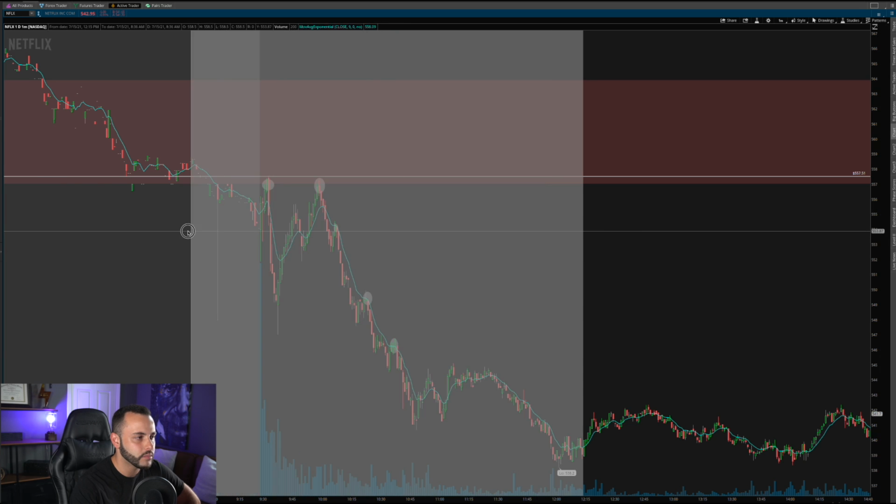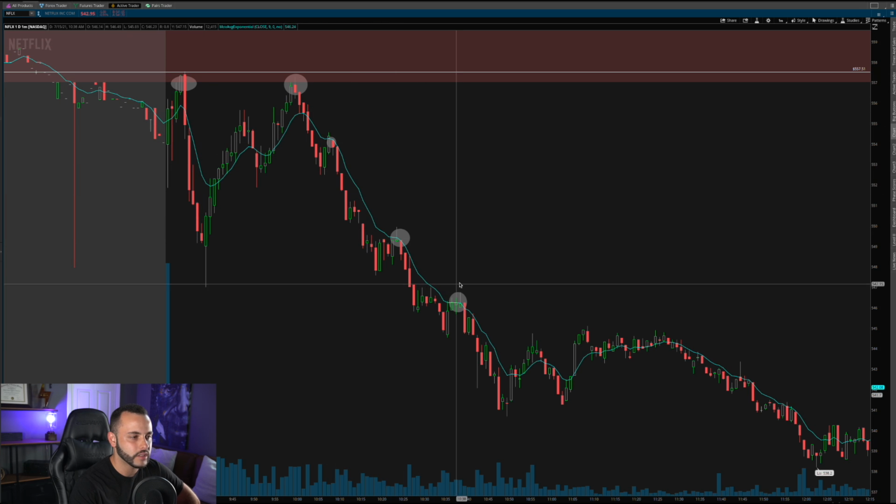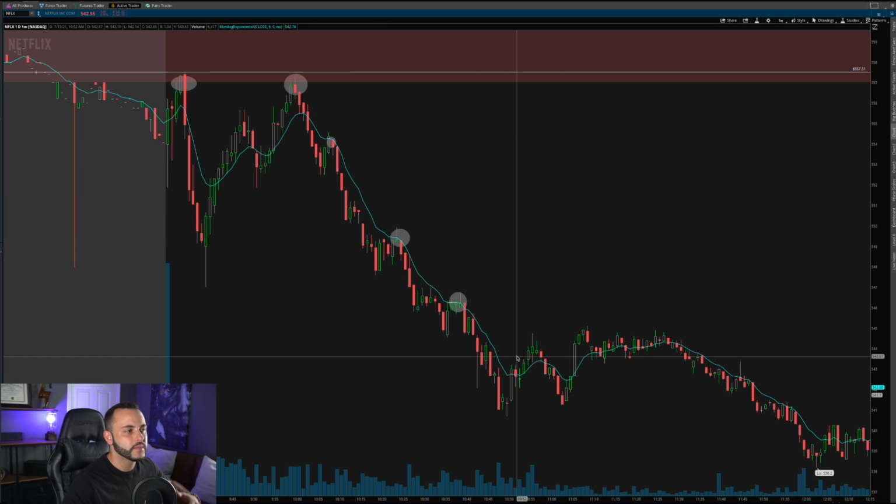Double top here in the morning and then took advantage of some of this flush to the downside. So those are my 3 trades on Netflix today. Hopefully you guys can see why I took these trades, using that daily resistance and also using this 9 EMA intraday to find my entries. So guys, that's just about all that I have in today's video.